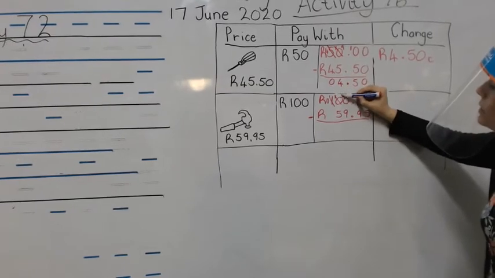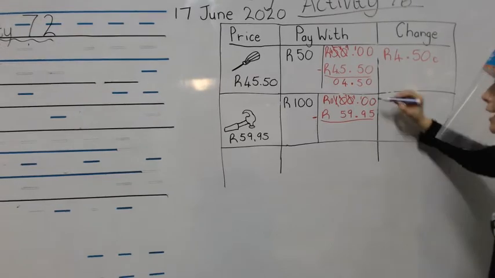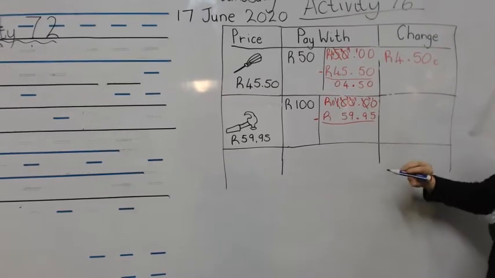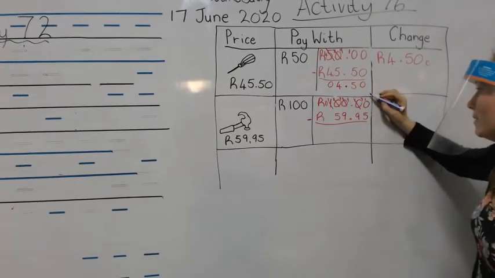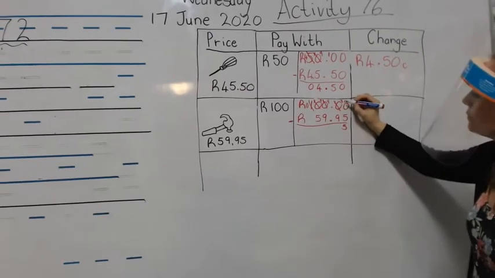So that becomes a 9. Put the 1 there. That also becomes a 9. Put your 1 there. Cross out, that also becomes a 9. Put your 1 there. A lot of borrowing. Just remember that. So we've got 10 minus 5, which would give us 5.